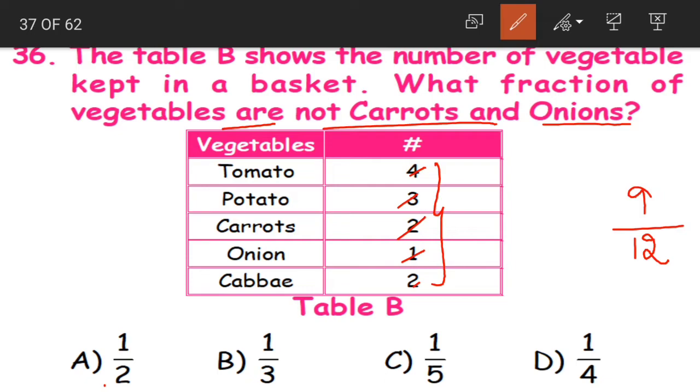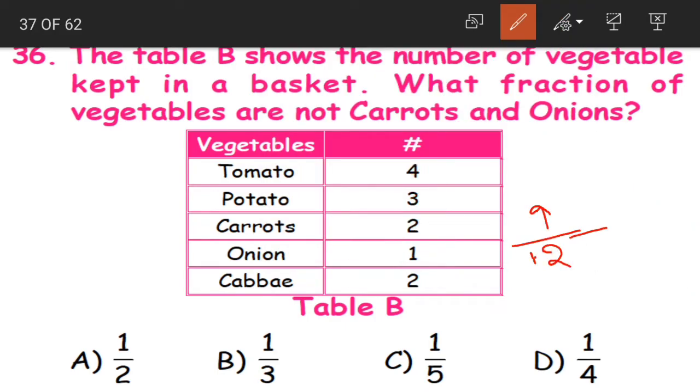Now again, the given options do not have 9 by 12. So we should find our equivalent fraction. Let me write 9 by 12 here. Is 9 divisible by 2? No. Is 9 divisible by 3? Yes. And 12 is also divisible by 3. So let us divide them both by 3. 9 divided by 3, 3. 12 divided by 3, 4.